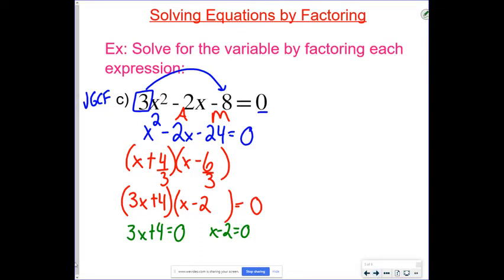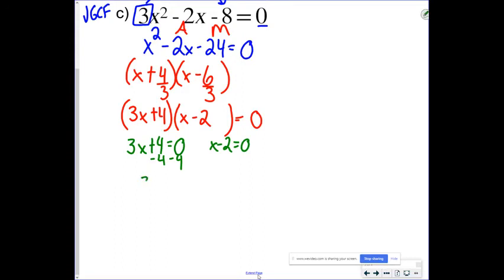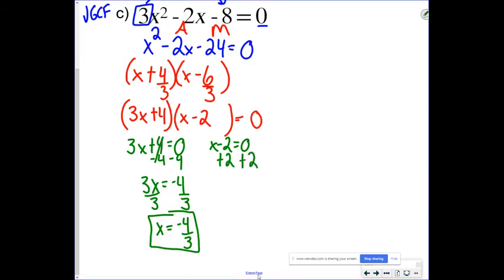So as we look at this first one, I'm going to subtract 4 from both sides. Then I'm going to extend the page a little bit so we have some more room. 3x equals negative 4. Divide by 3, and x equals negative 4/3. Okay. Next one, I'm going to add 2 to both sides to that factor, and x equals 2. Those are my two solutions, negative 4/3 and positive 2.